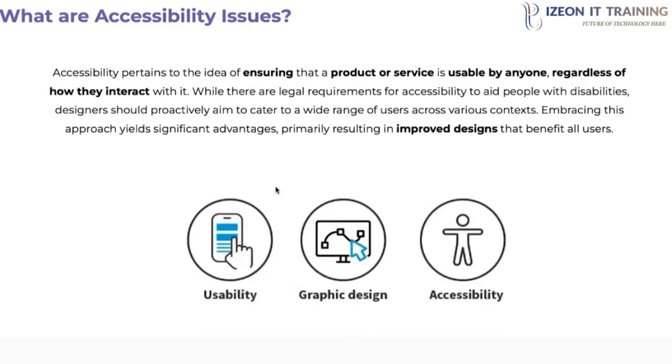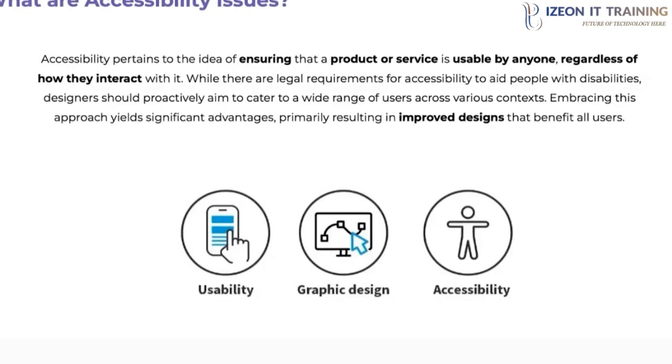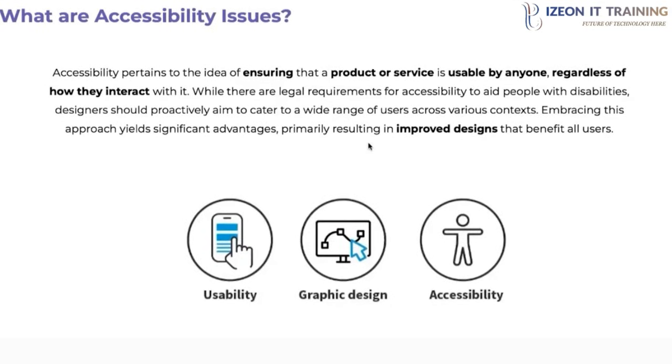Okay. Let's go to next. What are the accessibility issues? Accessibility pertains to the idea of ensuring the product or service is usable. Let's check all of these things. Where there are legal requirements for accessibility to aid people with disabilities, designers should proactively aim to cater to a wide range of users across various contexts. Embracing this approach yields significant advantages, primarily resulting in improved design that benefits all.